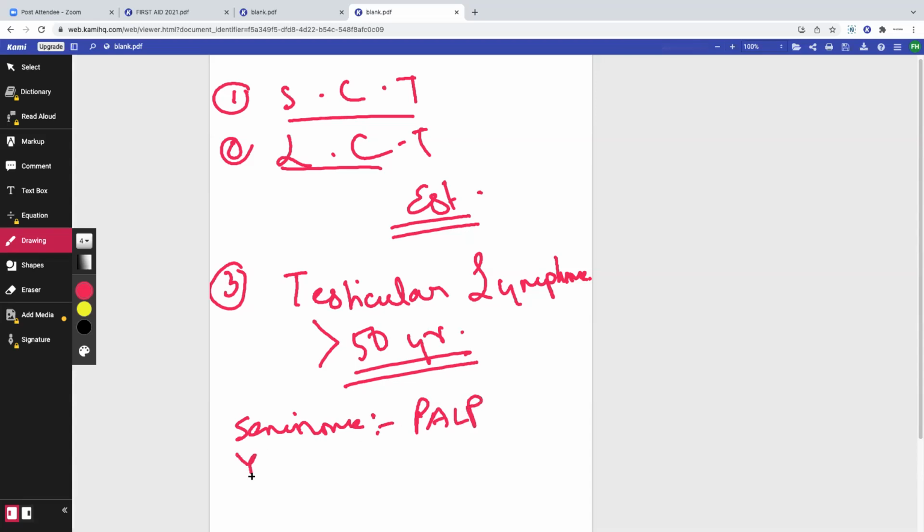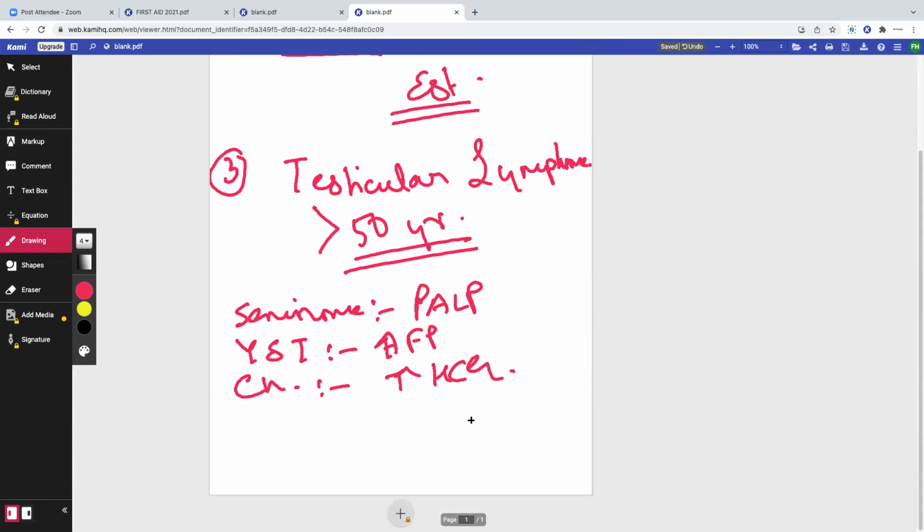If we have a yolk sac tumor, which is also a germ cell tumor, we will get high alpha fetoprotein. Please remember that. And in choriocarcinoma, we will get high HCG. If you remember this, it will be really easy for you. So in seminoma, placental alkaline phosphatase is high, and AFP and HCG are normal. In yolk sac tumor, AFP is high, and placental alkaline phosphatase and HCG are normal. In choriocarcinoma, HCG is high, and AFP and PALP are normal. Have I made myself clear? Yes or no?